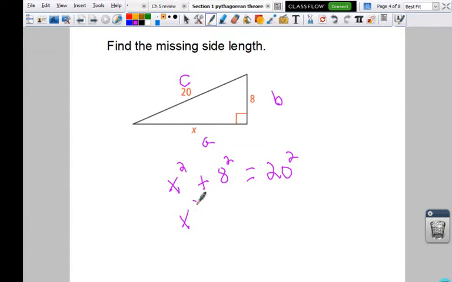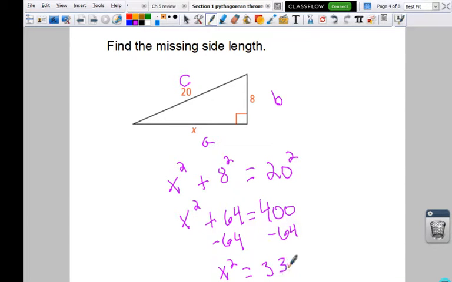So X squared plus 64 equals 400. Now you minus 64. So on this one, it's a little different because there's one more step. So I have a minus 64. Basically, we're just going to solve it for X. I'm going to get X squared equals 336. And then I got to square root both sides. X equals 18.33.